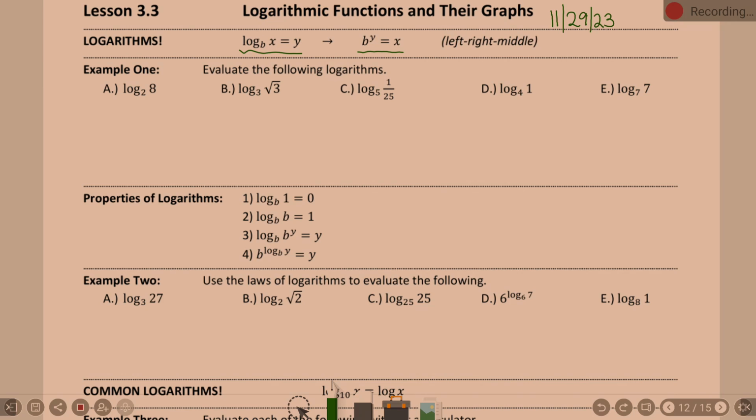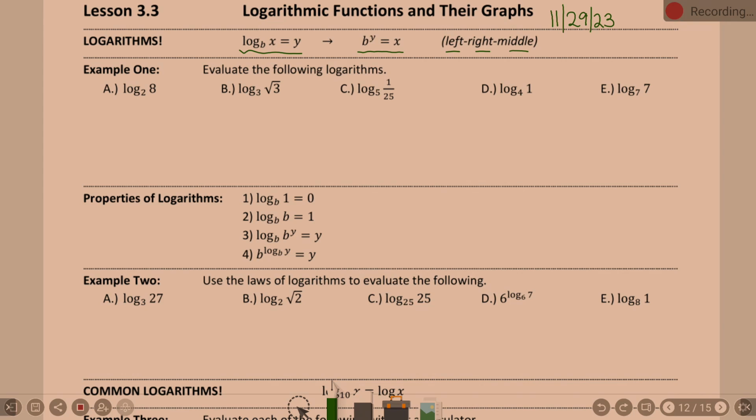You remember it your way. If you ask me, my phrase to help you remember is left, right, middle. So the base on the left raised to the y on the right equals the x in the middle. So there is my left, right, middle. So b to the y equals x. So we're going to work with a lot of different pieces here.